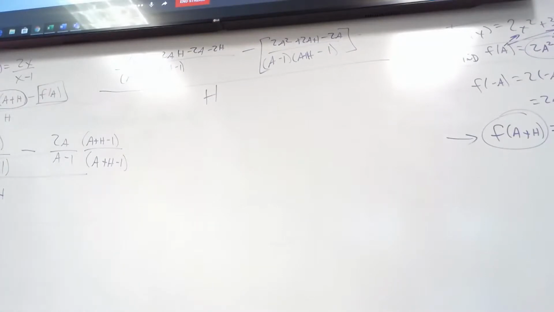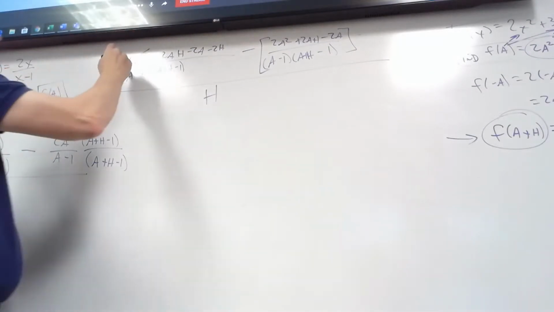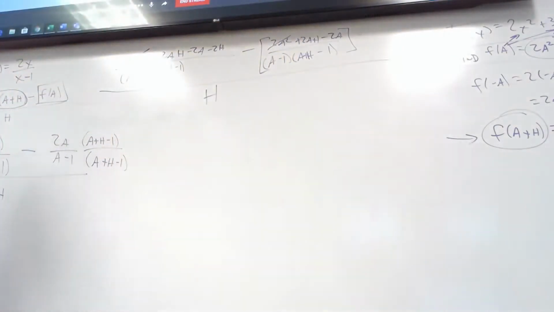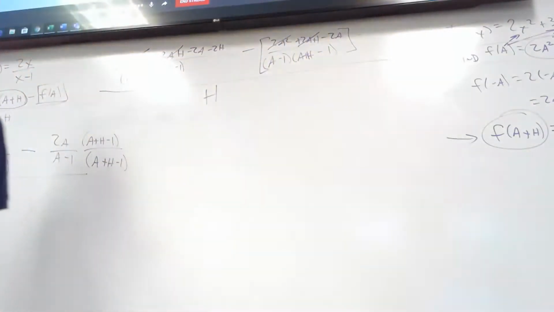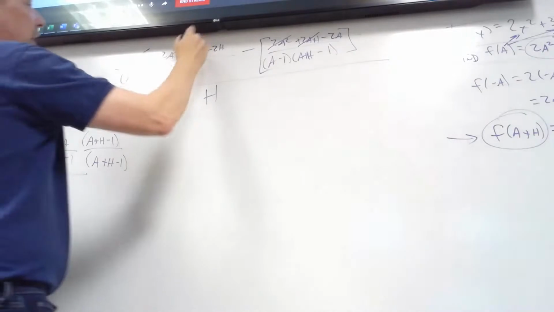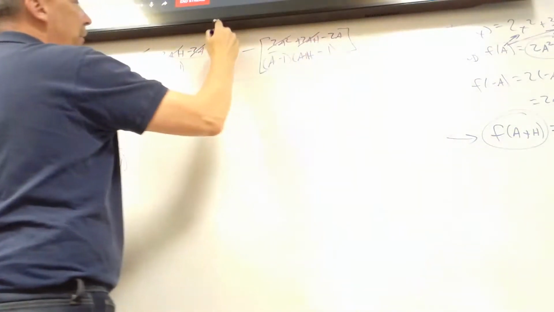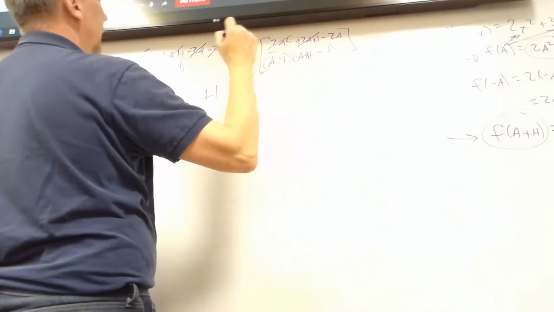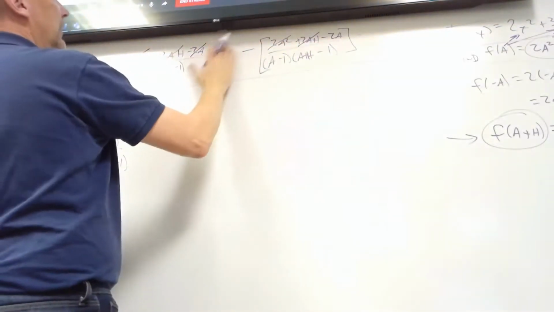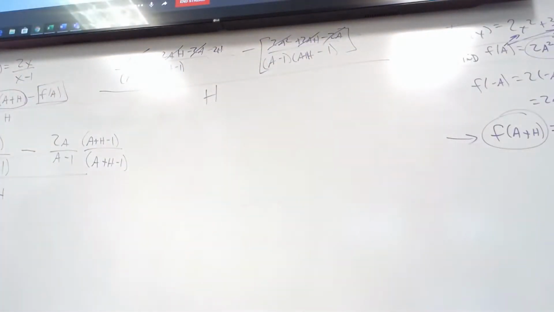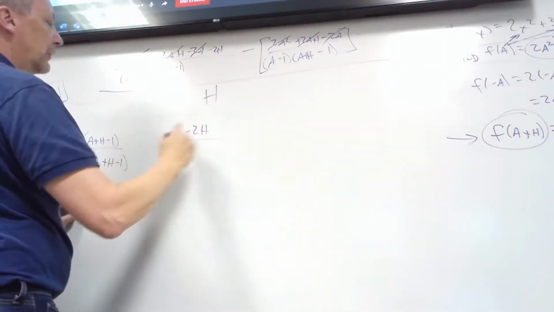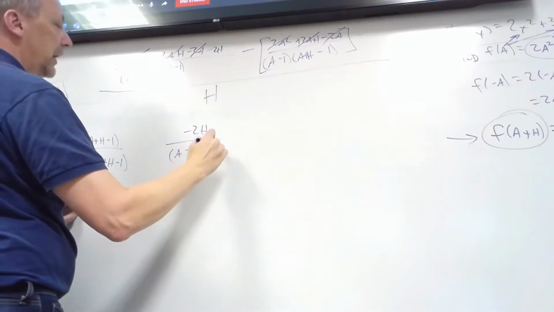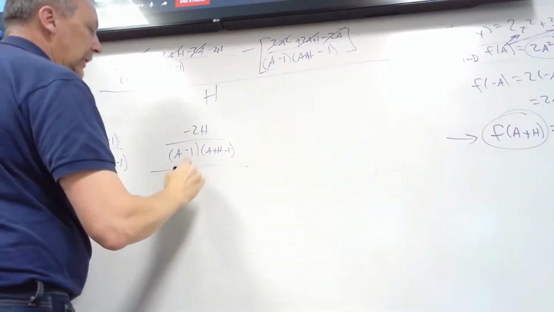Okay? All right, so now I've got 2a squared minus 2a squared, those cancel. I've got 2ah minus 2ah, those cancel. And then I've got negative 2a minus a negative 2a, which becomes positive. Oh, sorry, did I cross out the wrong one? Yeah, I'll leave that one there. Minus 2h, minus 2a, that one cancels out. Okay? So let's just recap here. So I've got negative 2h over a minus 1 times a plus h minus 1, all over h.